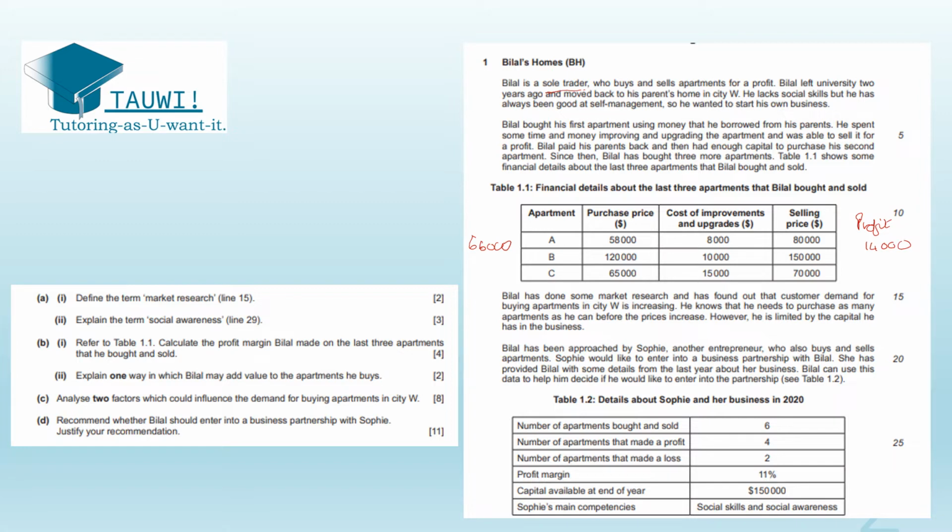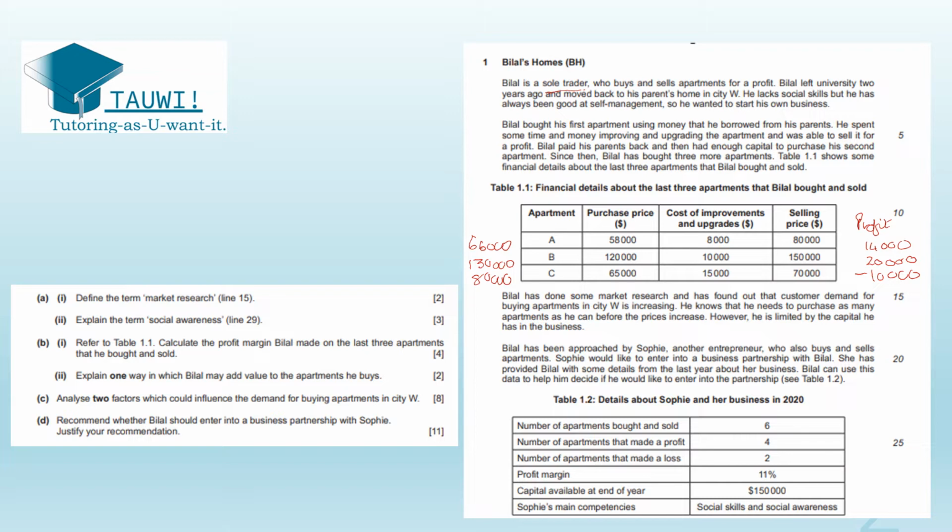Apartment B he bought for 120,000, he spent another 10,000, so the cost of this apartment was 130,000. He could sell it for 150,000, so he made another profit of 20,000. Apartment C, however, he bought for 65,000, he had to spend another 15,000, so this adds up to 80,000 in costs, and he sold this at a loss of 10,000. Right, so remember, they can ask you what was his average profit, so we'll look at this later.